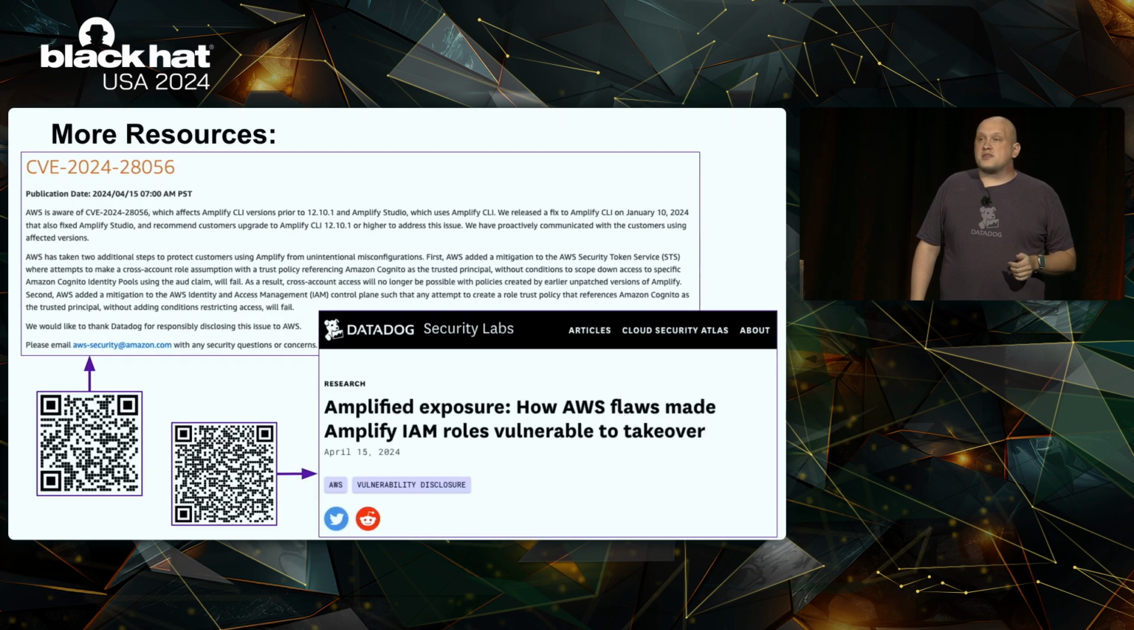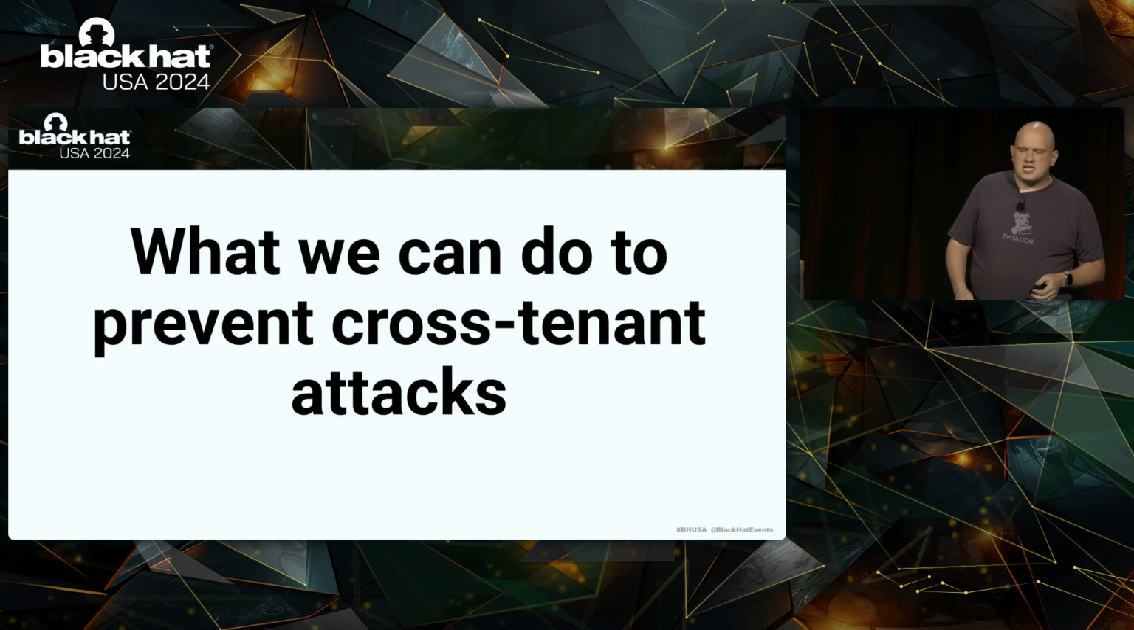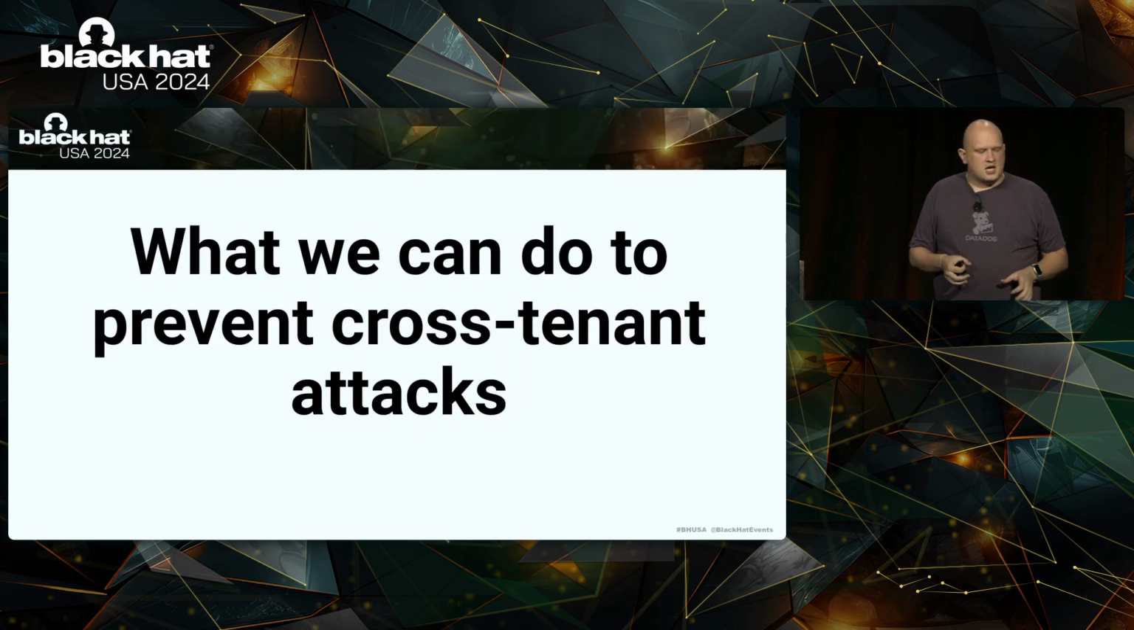If you'd like to learn more about this vulnerability, AWS did release a security bulletin for it. And additionally, we have a blog post with a ton of additional details on how we found this issue and other similar types of attacks you can do in AWS. With the time we have left, I wanted to talk a little bit about what we can do to prevent cross-tenant attacks. To be clear, your time is probably much better spent doing things like deleting IAM users, cleaning up old access keys, following least privilege, and so on.